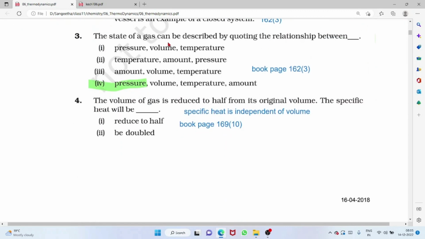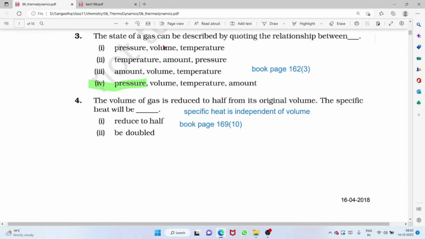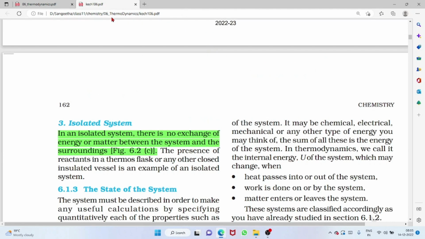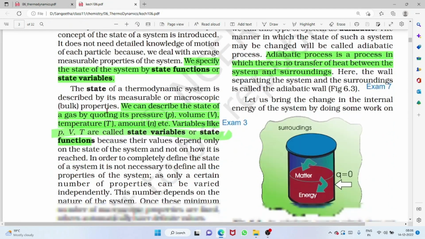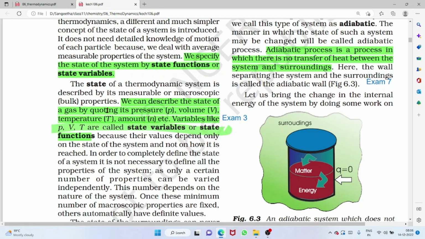The state of a gas can be described by quoting the relationship between pressure, volume, temperature and amount. This is given in option 3. We can describe the state of a gas by quoting the pressure, volume, temperature, amount. So this is the answer here.